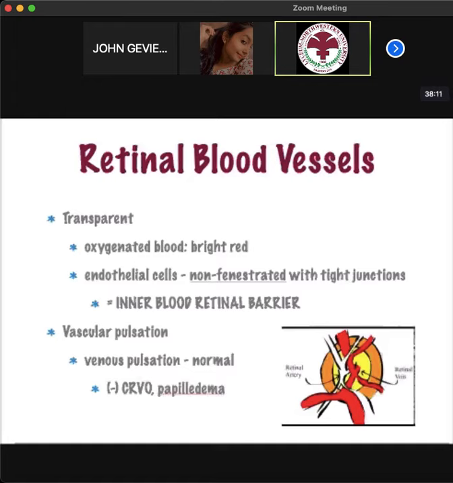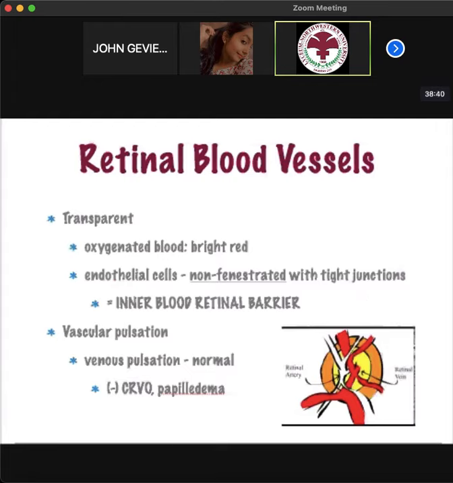Normally, the blood vessels of the retina are transparent. However, they appear bright red due to oxygenated blood. The retinal vessels have non-fenestrated endothelial cells. Very important to know that they are non-fenestrated with tight junctions and are considered to be the inner blood retinal barrier. So your retinal blood vessels are considered to be the inner blood retinal barrier.